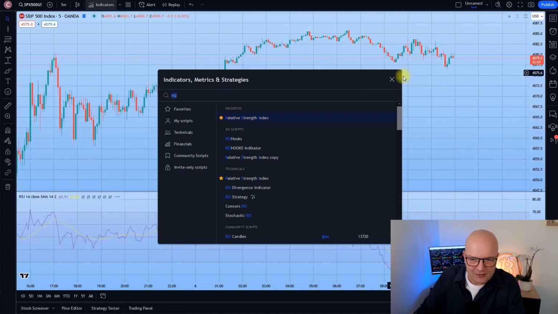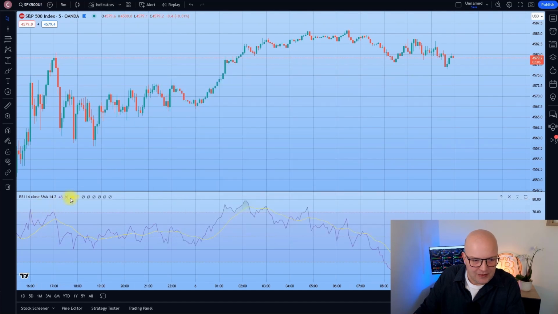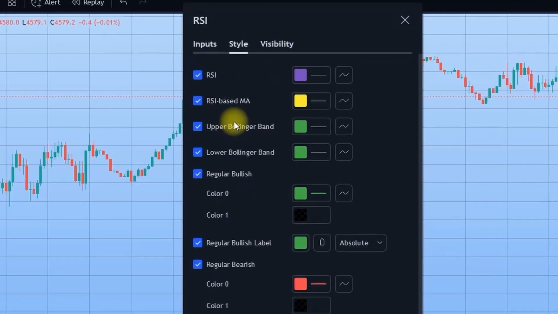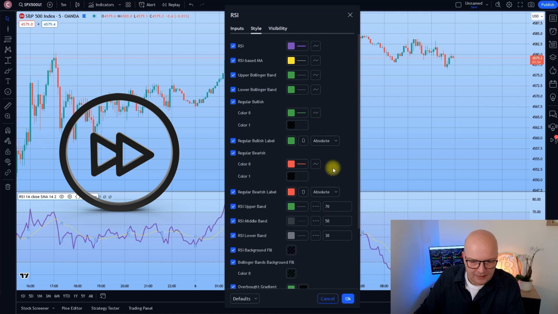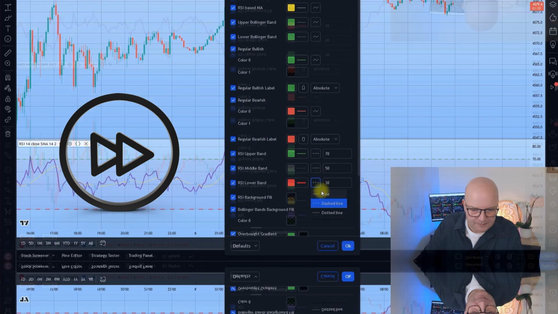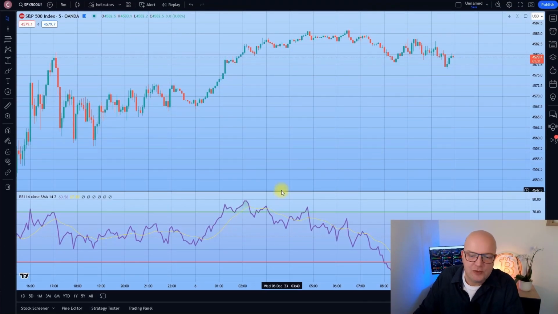So I'm going to add this down here. I want to modify the settings a bit to make it more appealing. So let me do that quickly. Okay, this is just visual adjustments. You don't need to do this. I think it just makes it easier to see.